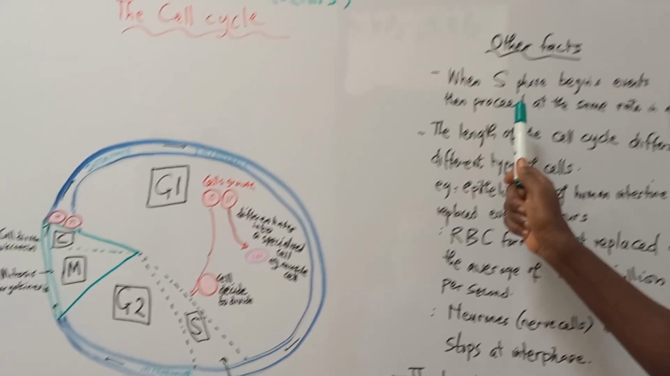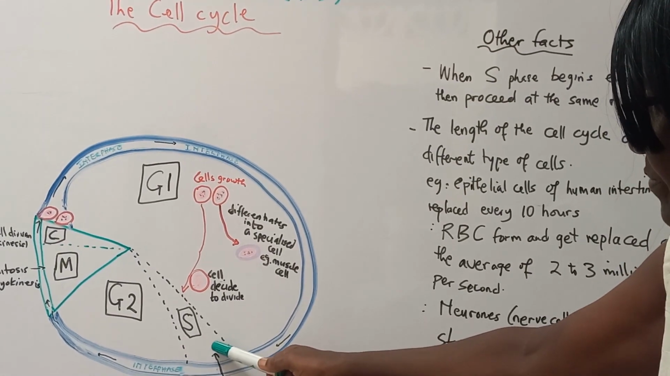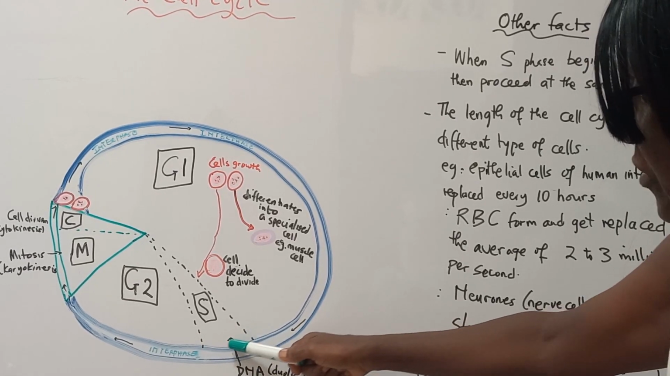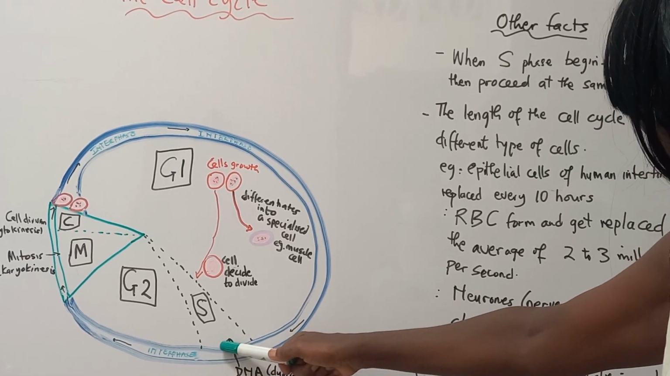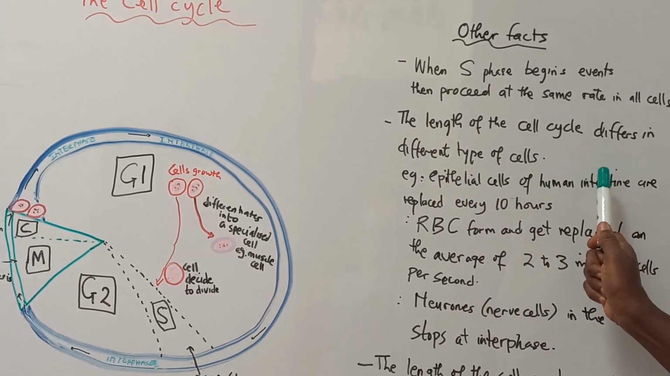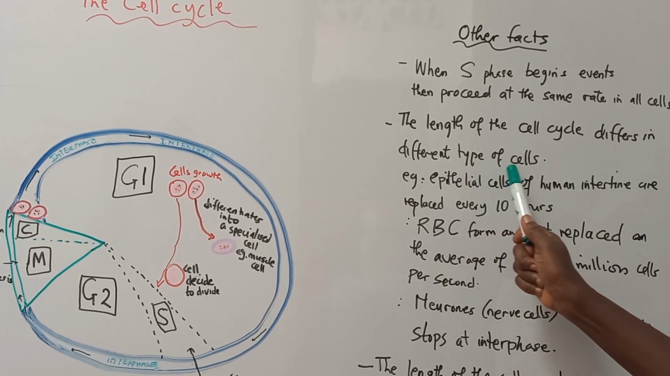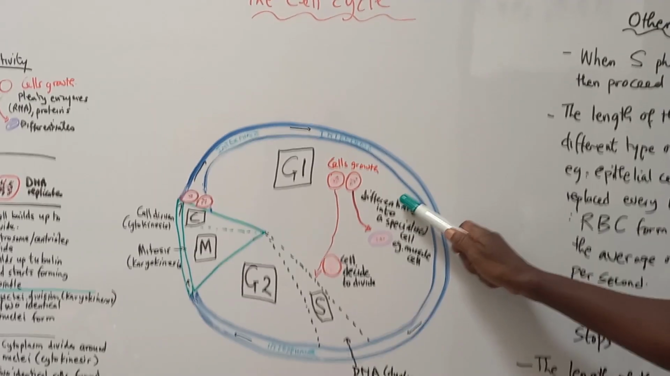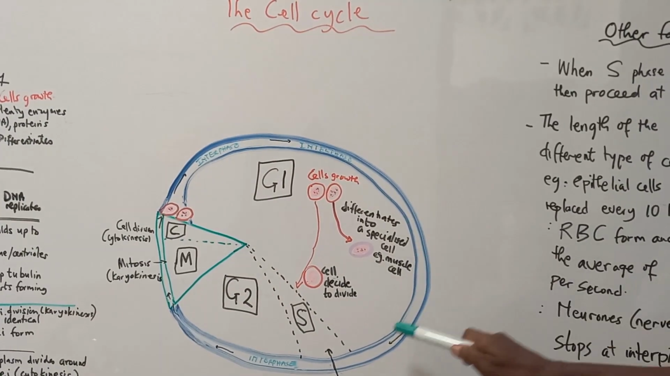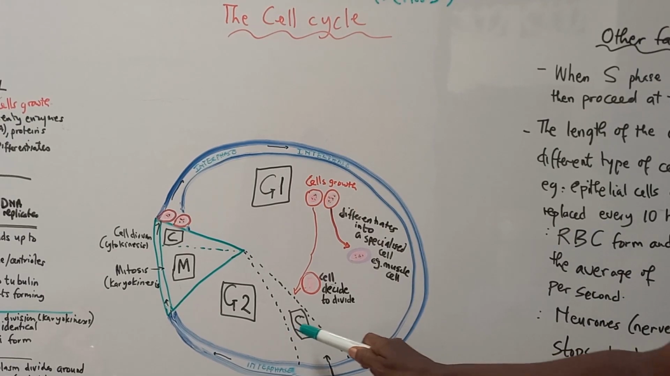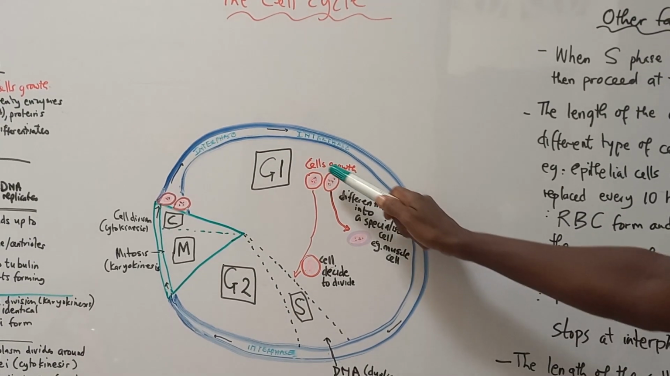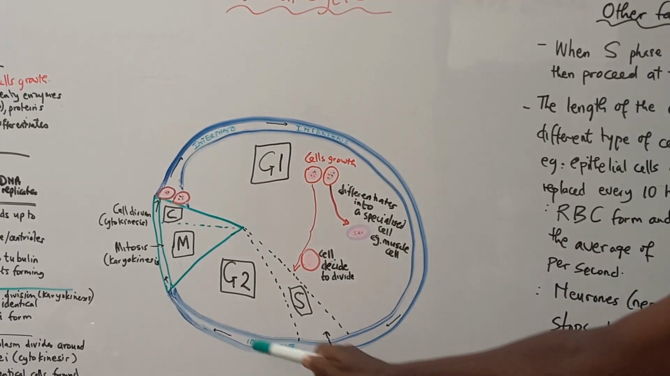Other facts we want to take note of: when the S phase begins, the rate at which the events go on is the same in all cells. Then the length of the cell cycle differs in different types of cells. So, like the epithelial cells that line the intestine, the speed at which the cycle goes is different from the speed at which red blood cells are formed.